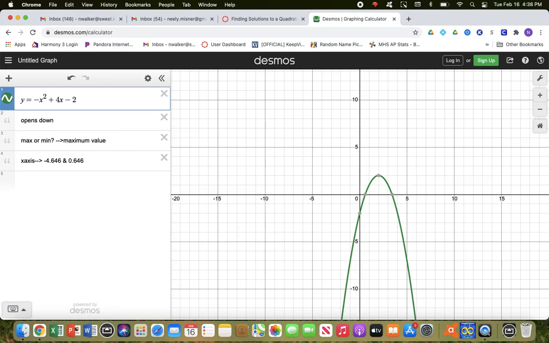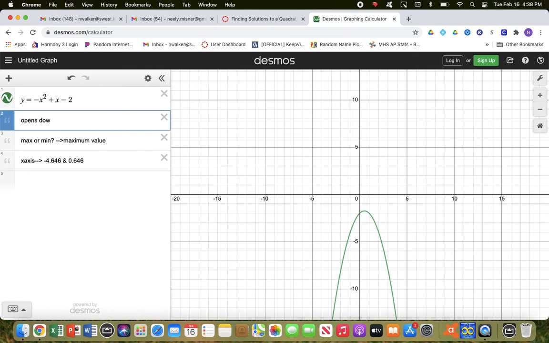Not 23, 2. All right, here we go. I'm just making these up. So then we are going to make this decision here. All right, the equation, the first thing I'm going to ask you, does this open up or down? This one is still pointing down, so it opens down. It has a high point, so that would be a maximum value.